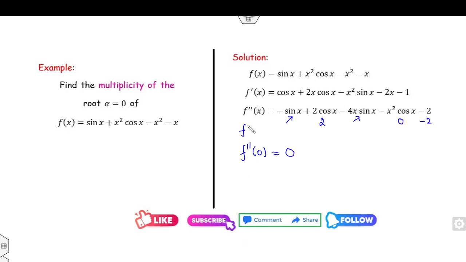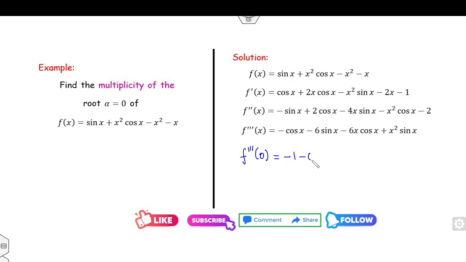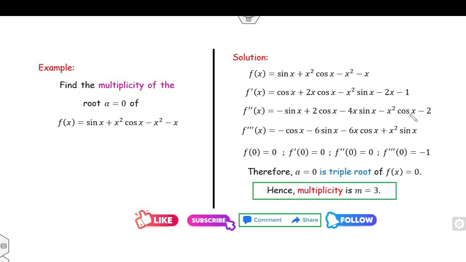Then I can find the triple derivative of this. If you find the derivative of this, you will get this expression. Now clearly f'''(0) is minus 1, 0, 0, 0, which is non-zero. So what does it mean? That means x equal to 0 is the root having the multiplicity 3.